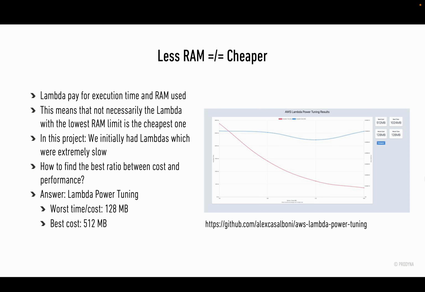And in fact, the best cost is at 512 megabyte of RAM, and the best time is at 1028 megabyte of RAM. But because we feed our front end with our Lambda functions, every millisecond we can get is good for us. So we set up all our Lambda functions with 1028 megabyte of RAM. We don't pay much more for this, but we get some better execution time.